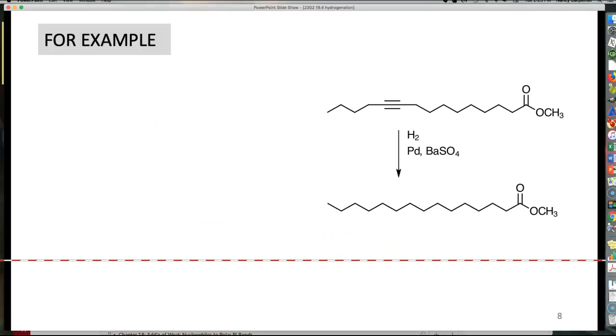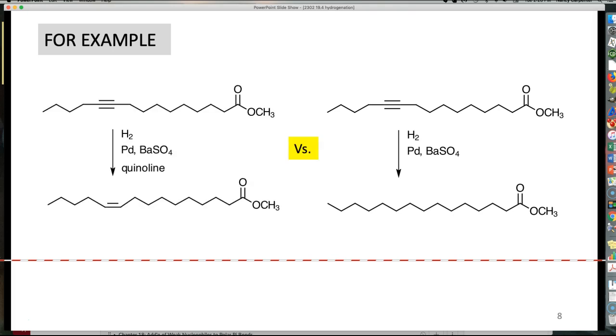Now, how does it work? Well, if I just take an alkyne, throw it in with hydrogen and a transition metal on a support, I'm going to get the alkane. That's all there is to it. We can't really control the addition of hydrogen gas. It will over-reduce all the way down to the alkane. But if I use Lindlar's catalyst and add quinoline, I can put tons and tons of hydrogen gas through that system, and the reaction will stop at the alkene.